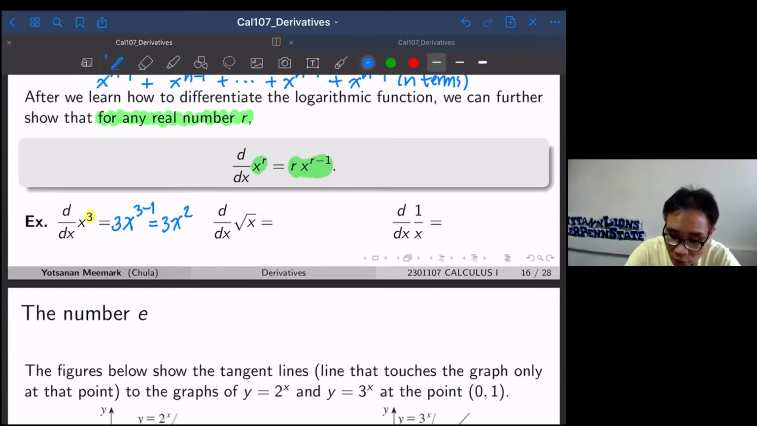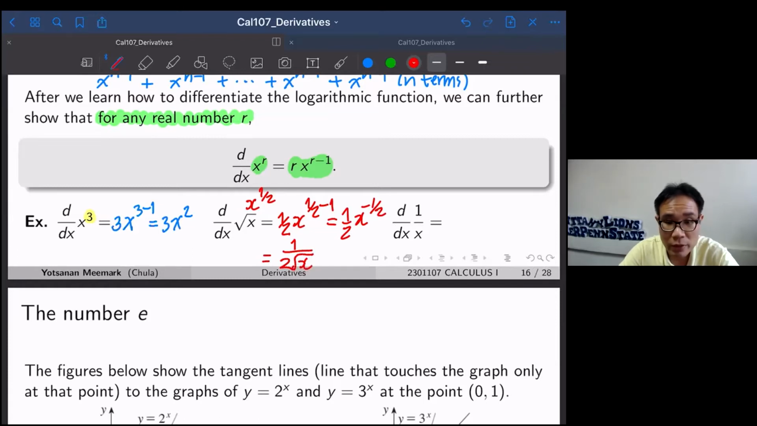And d/dx of root x. So this guy is x to the 1/2. Okay, so 1/2 comes down and it's going to be x to the 1/2 minus 1. So this guy will be 1/2 x to the negative 1/2. And normally we memorize this as 1 over 2 root x. Okay, so the derivative of root x equals 1 over 2 root x.